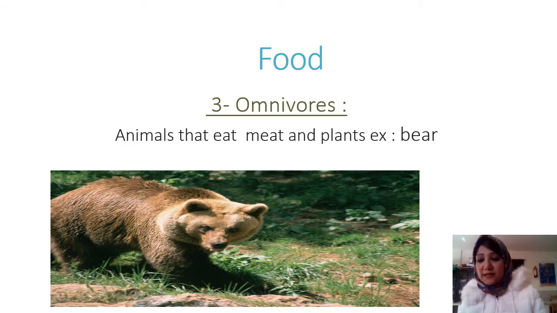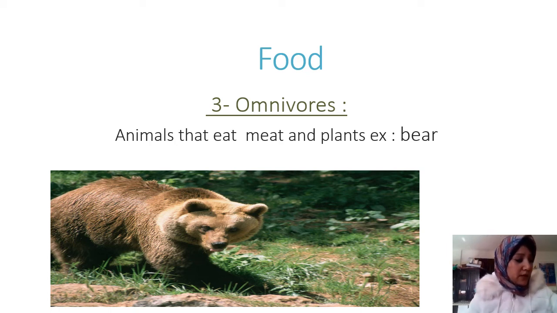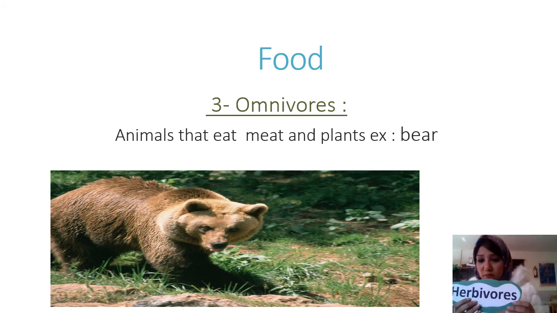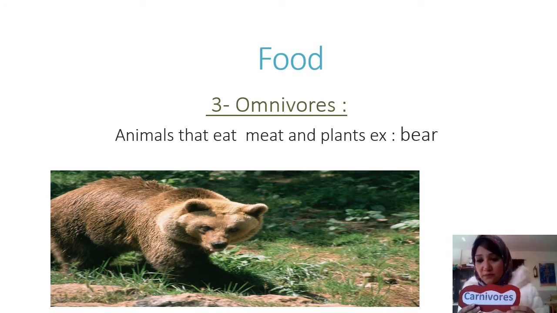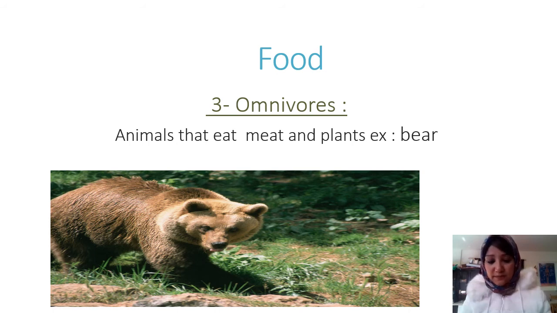Animals are classified according to what they eat into herbivore. They are animals that eat plants, like what? Like cow. Carnivore. They are animals that eat meat, like tiger. Omnivore. They are animals that eat plants and meat, like bear.